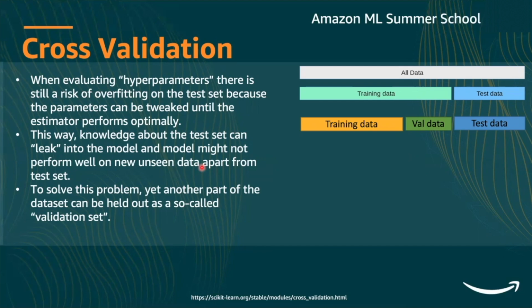To solve this problem, what we do is we create yet another partition of the training data known as the validation set. Initially, you had all the data, you performed two partitions, now you perform three partitions: yellow, green, and blue. Okay.